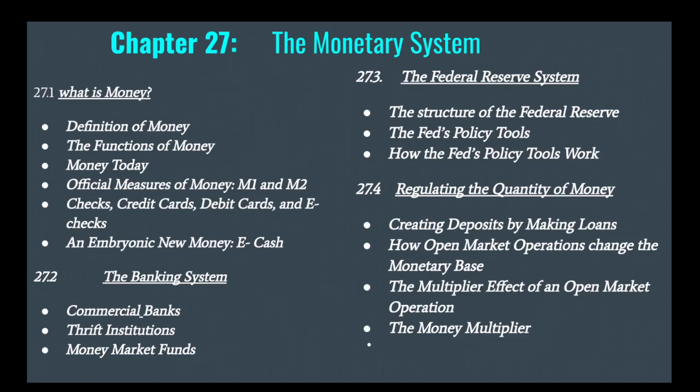27.2, the banking system, the commercial banks, thrift institutions, money market funds. 27.3, the Federal Reserve System, the structure of the Federal Reserve, the Fed's policy tools, how the Fed's policy tools work.